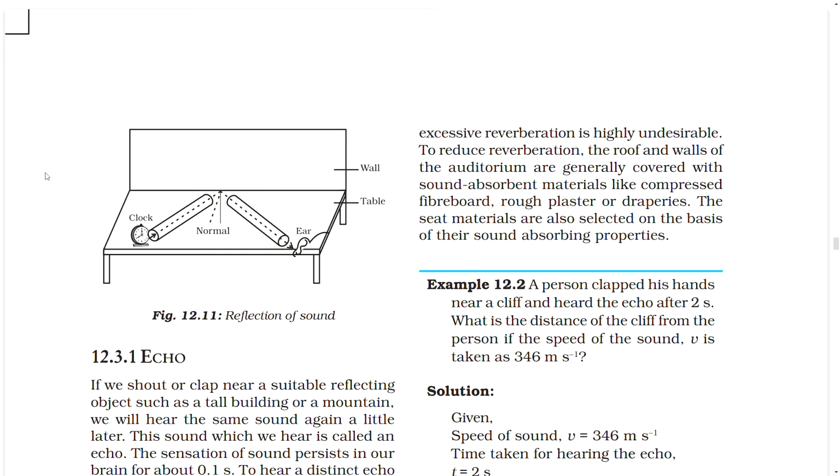To reduce reverberation, the roof and walls of the auditorium are generally covered with sound absorbent materials like compressed fiberboard, rough plaster or draperies. The seat materials are also selected on the basis of their sound absorbing properties.